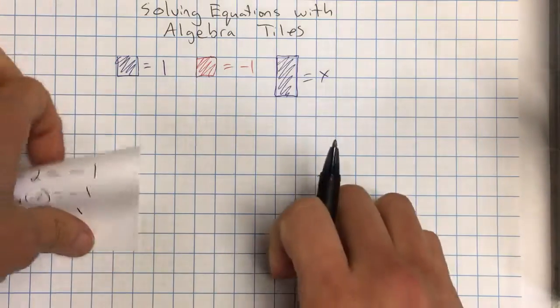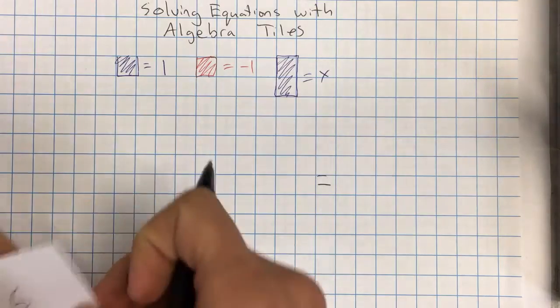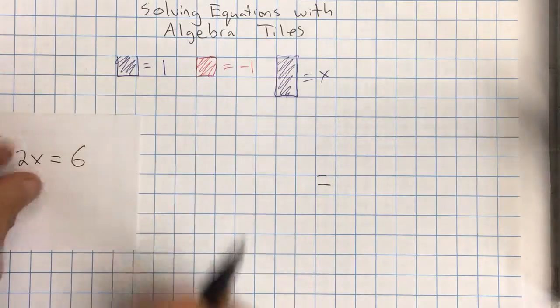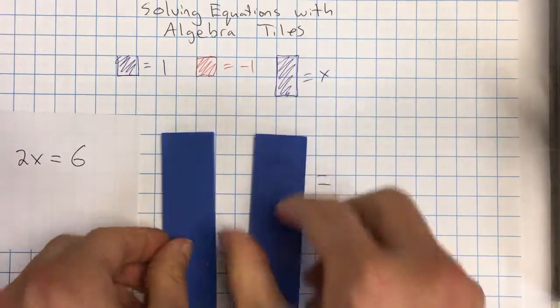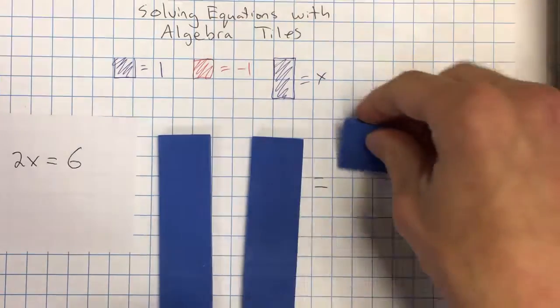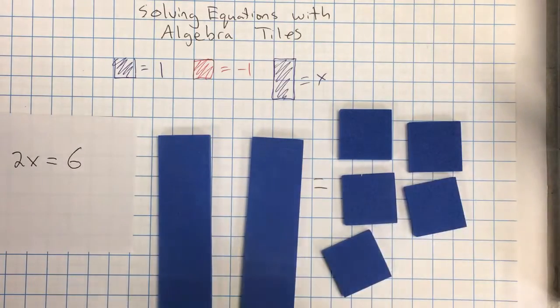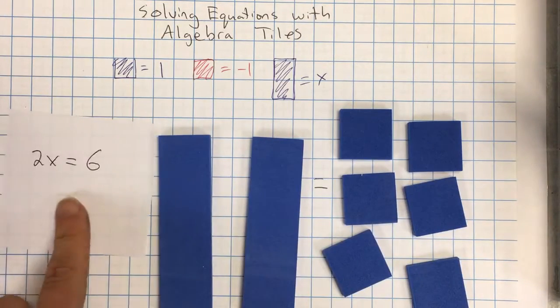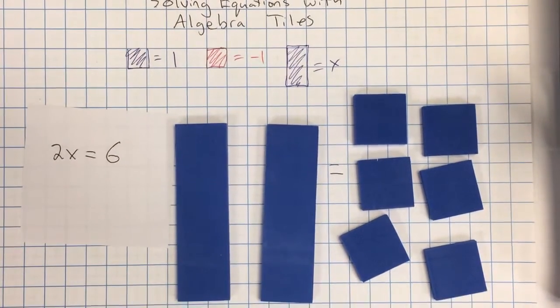Okay, we're going to look at another one that we can do, and that is something with some multiplication. 2x equals 6. So I'm going to take 2 of these, and then I'm going to add 6 of those pieces over here to the other side. Again, you can probably look at this and know right off the bat that 3 is going to go in there and make that true. But this is how we can see this.